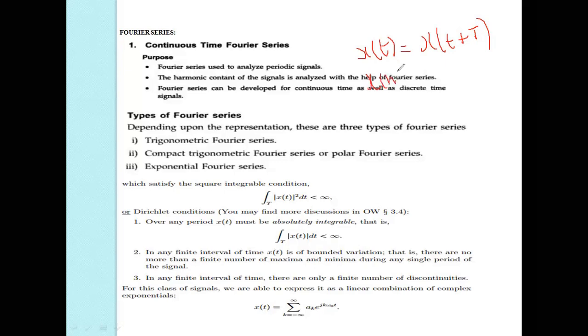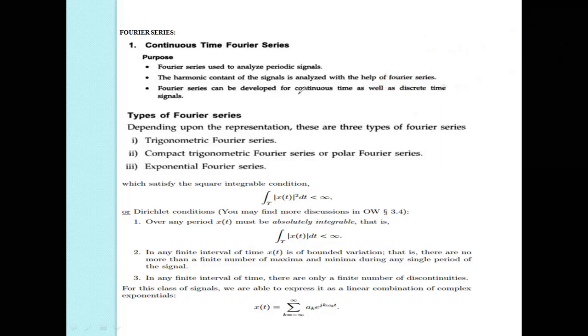time function means x of n is equal to x of n plus capital N, where capital T is a fundamental period and capital N is also the fundamental period. This is for the continuous time function, this is for the discrete time function. So, Fourier series is used to analyze the periodic signals only. The periodic signal repeats at regular intervals with the time period of T or the time period of N. The harmonic content of a signal is analyzed with the help of a Fourier series.